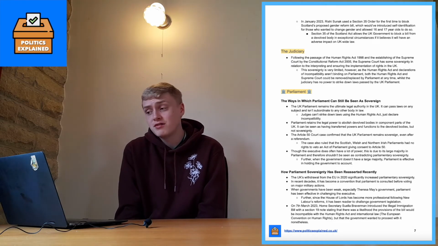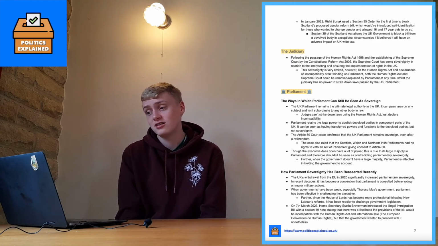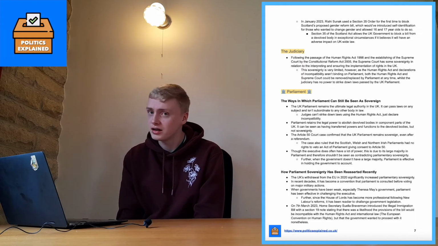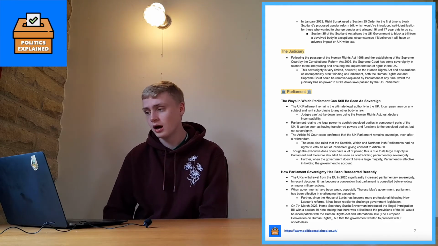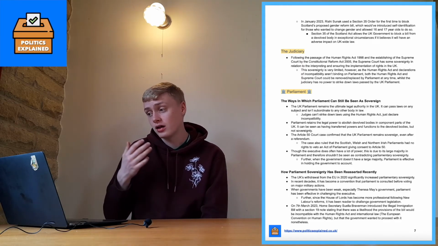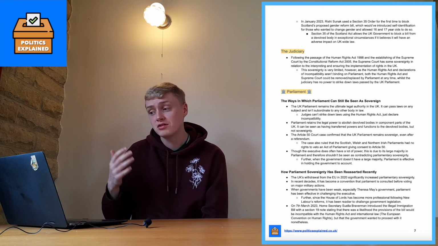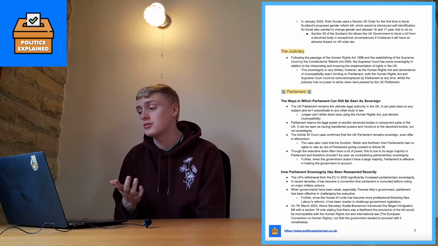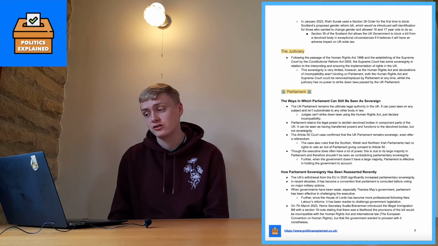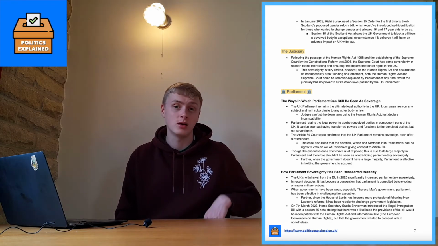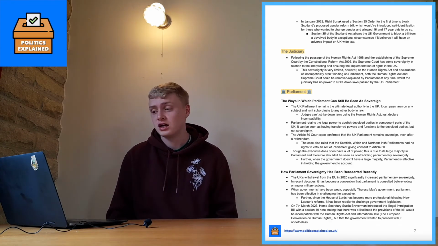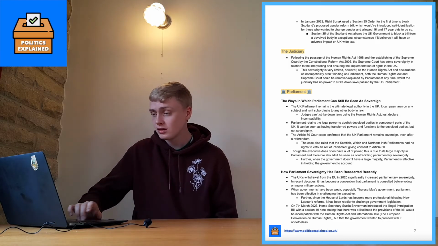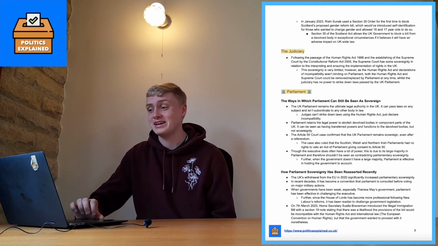This sovereignty is ultimately very limited, however, as the Human Rights Act and declarations of incompatibility aren't binding on Parliament. And theoretically, both the Human Rights Act and the Supreme Court could be removed or replaced by Parliament at any time, whilst the judiciary has no power to strike down laws passed by Parliament. So therefore, Parliament can still be argued to be sovereign in that area. And then finally, the key one we're going to look at is Parliament.